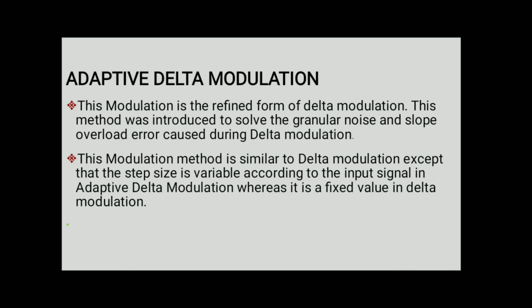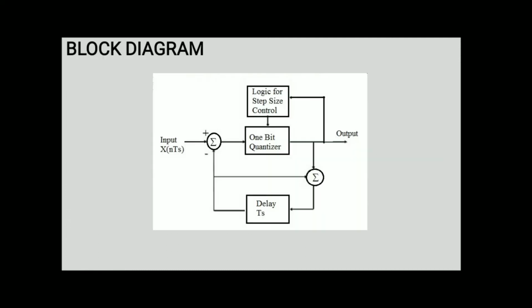This modulation is the refined form of delta modulation. This method was introduced to solve the granular noise and slope overload error caused during delta modulation. This modulation method is similar to delta modulation, except that the step size is variable according to the input signal in adaptive delta modulation, whereas it is a fixed value in delta modulation.